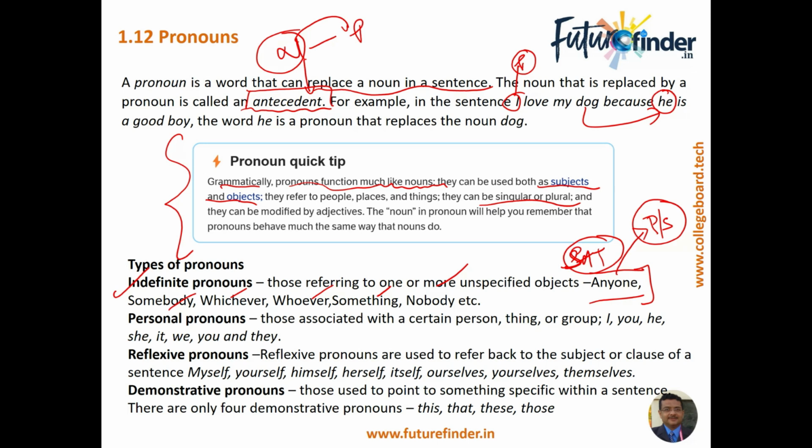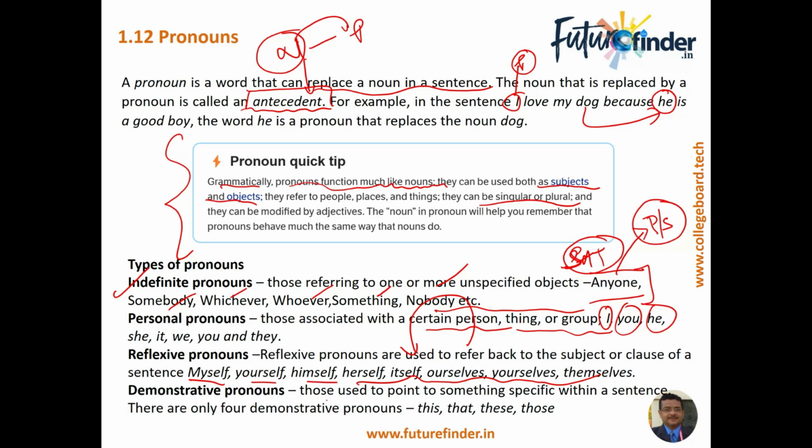Then there are personal pronouns. Personal pronouns refer to certain persons, things, or groups, right? This basically refers to me, my, people that I know, like I, you, he, she, it, they, etc. Then there are reflexive pronouns. Reflex means to reflect back on oneself, right? So there are myself, yourself, himself, and so on. All sorts of things, right?